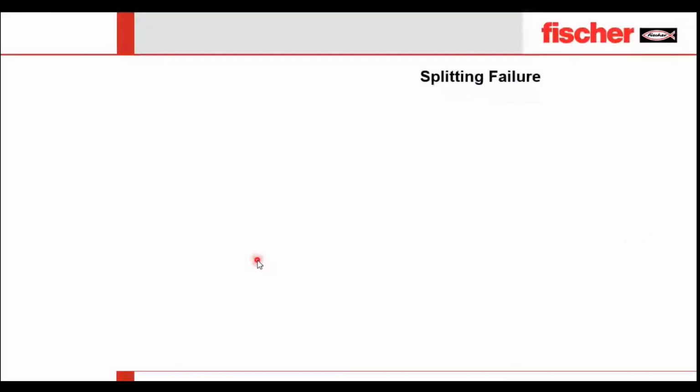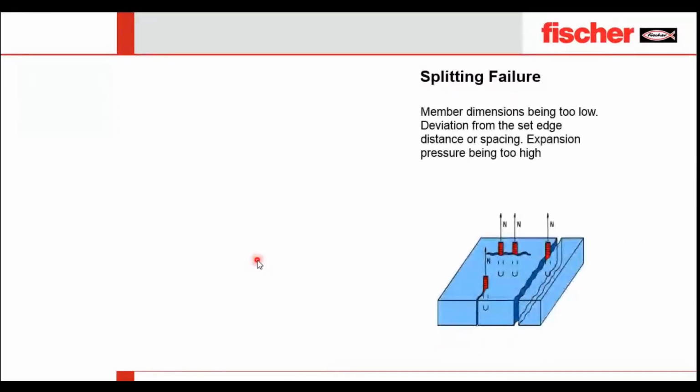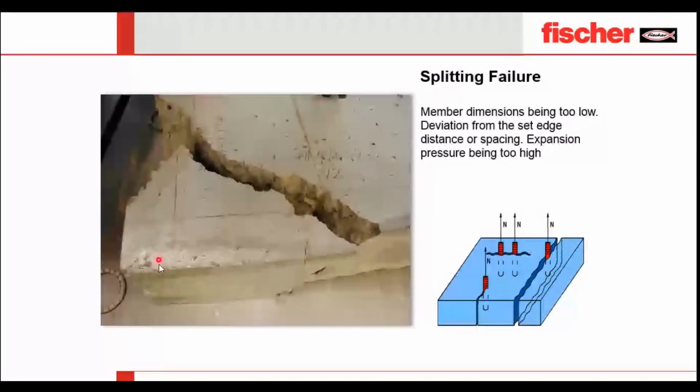which has happened. Last but not the least, the tilting failure, related to member dimensions. It means when you have anchors closely spaced, or when your anchors are spaced close to the edges, you can find failures happening similar to this.